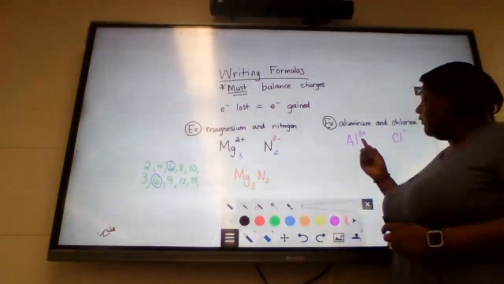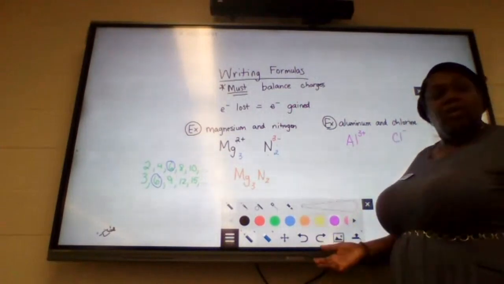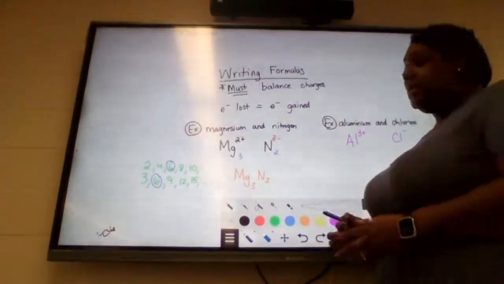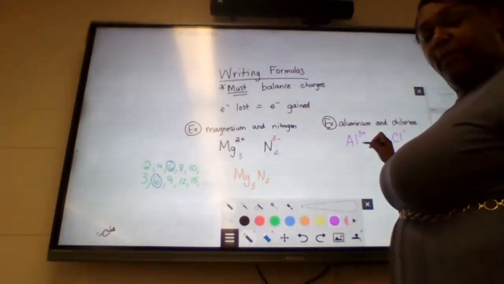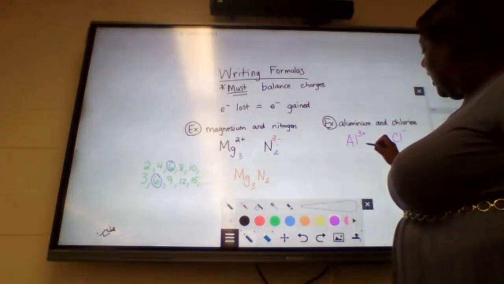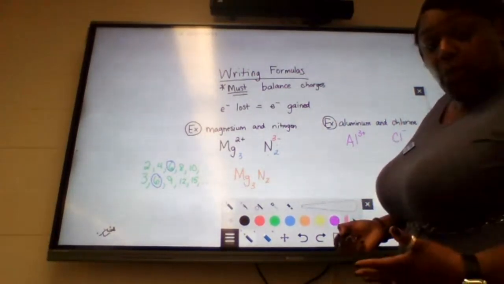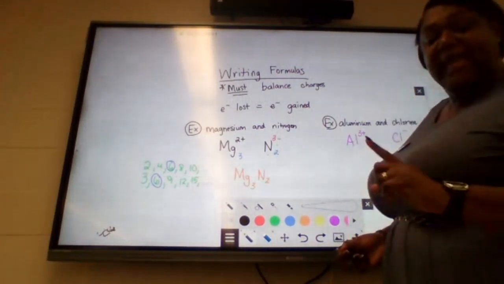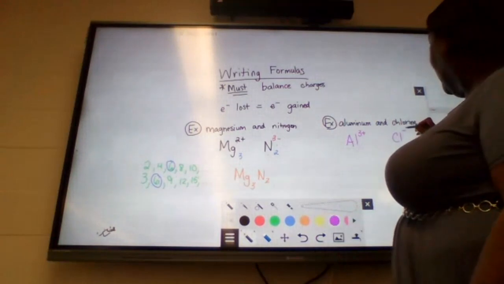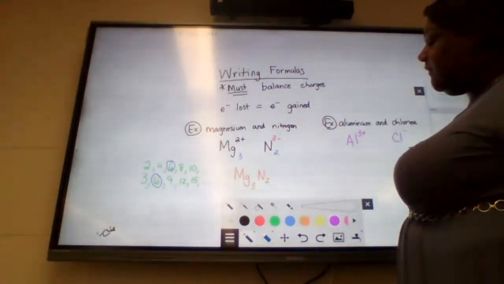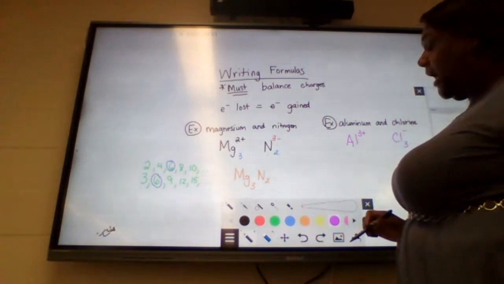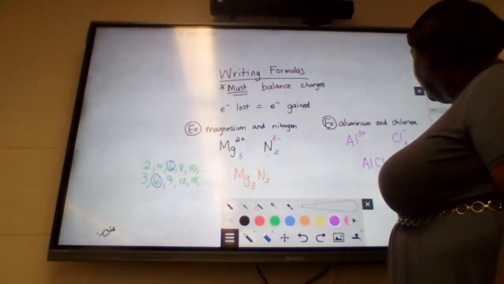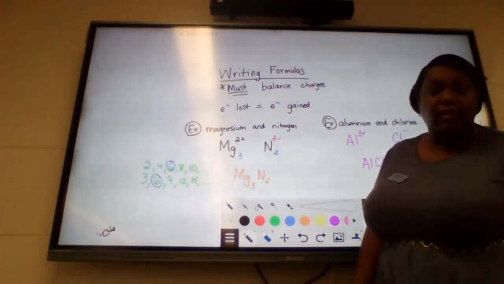And again, when I consider the numbers, my numbers are 3 and 1. Well, what's the LCM of 3 and 1? Obviously that LCM is going to be 3. So what do I multiply by 3 to give me 3? I multiply by 1. And remember, we don't show ones because ones are understood. If I wrote the letters, that meant I had at least one of them. And then what do I multiply by 1 to give me 3? I multiply that by 3. And so my correct formula for the compound made of aluminum and chlorine is AlCl3.